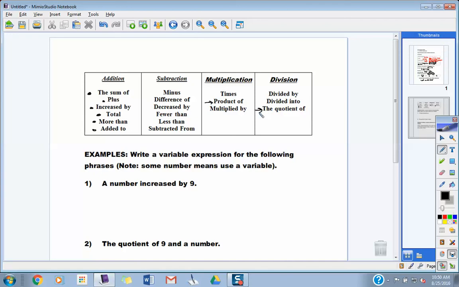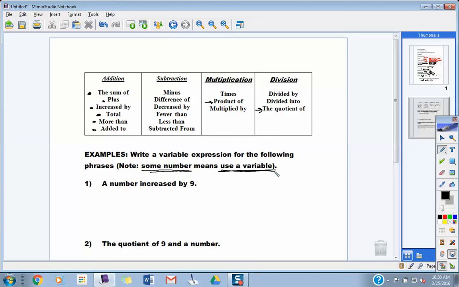So let's see if we can use that chart up here maybe to write some variable expressions. Variable expression meaning it has to have what in it? What is a variable again? Has to have a letter in it, okay? So if it says write a variable expression for the following phrases, noting that some number means use what?